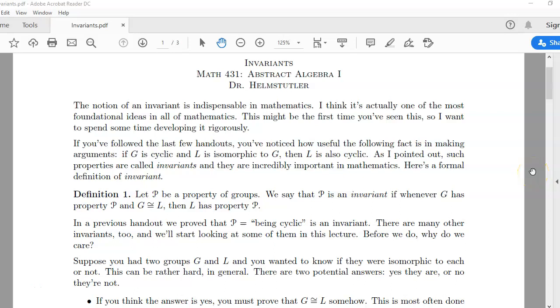So I think this will be the final topic of this semester, and this lecture is on the notion of invariance. I am, just to be clear, a really big believer in invariance. I think it's one of the most foundational ideas in all of mathematics. I think it's one of the most powerful ideas. So I really want to spend some time trying to understand this.